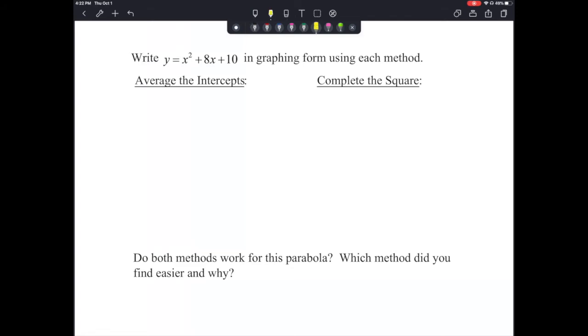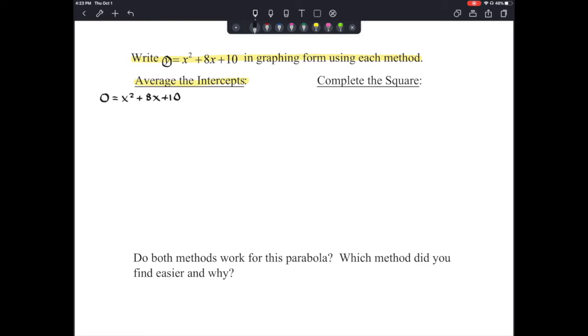In this next problem, it asks us to write y equals x squared plus 8x plus 10 in graphing form using each method. Our goal here will be to find the vertex by averaging the x intercepts. Let's try it. So this one, to average the x intercepts, we have to find them. We're going to plug in 0 as our output and let it equal x squared plus 8x plus 10. Now, in the previous problem, we factored this, but this one doesn't factor. We don't have factors of 10 that will add to 8. So we're going to have to use another method for solving to find the x-intercepts.